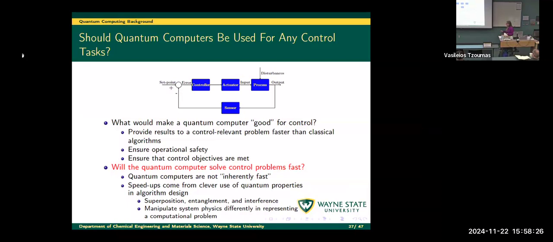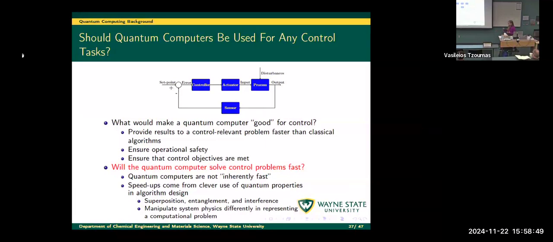So in order to try to move toward addressing this question, should quantum computers be used for any control tasks, we need to first think about what it means if a quantum computer is good for control. So we could start making a list. Maybe the first thing on our list might be, well, it should provide results to some control relevant problem faster than classical algorithms, but it should also make sure it doesn't ruin all the other stuff that we care about. Like, it should still ensure operational safety, it should still ensure that control objectives are met, and so forth.